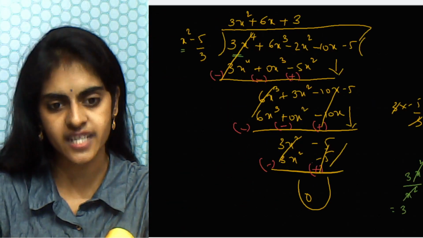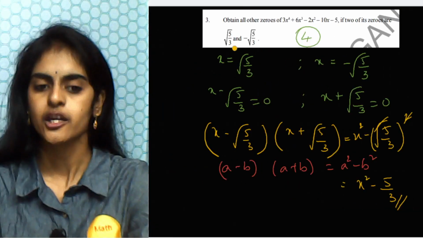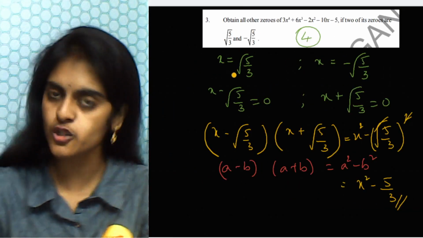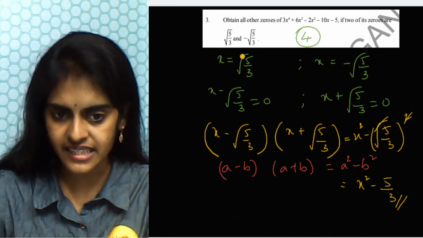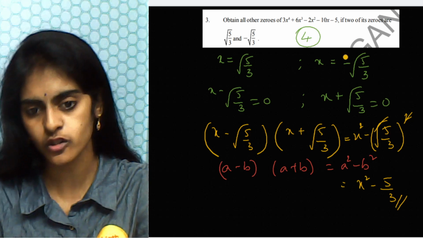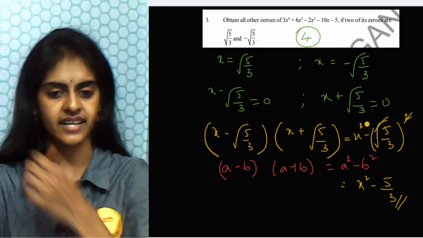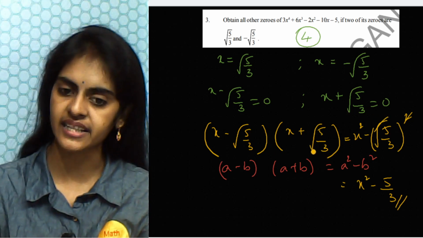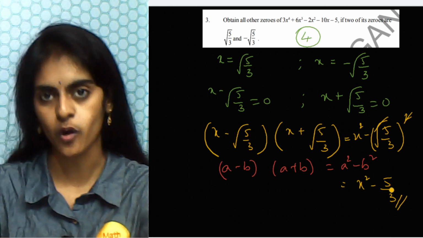So what is the first step you have taken? Firstly, you have equated these two zeros to x. Now taking this root 5 upon 3 to this side, you will get a factor, and here also taking this to this side, you will get a factor. You have multiplied these two factors and you got a quadratic polynomial.